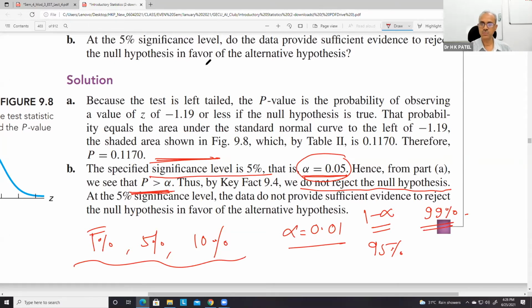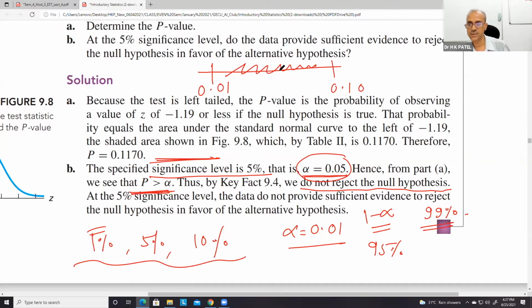But some authors have used this. I have just told you 0.01 and 0.10. They don't say anything about this region. If the p-value lies between these, then they say the case is suspectible or undecided. But the clear-cut decision is that if the p-value is greater than 0.10, we accept the null hypothesis. Less than 0.01, reject. So this is the relation between p-values and critical values.